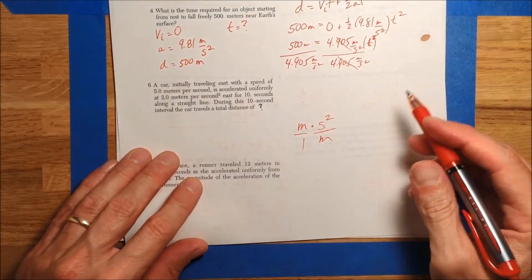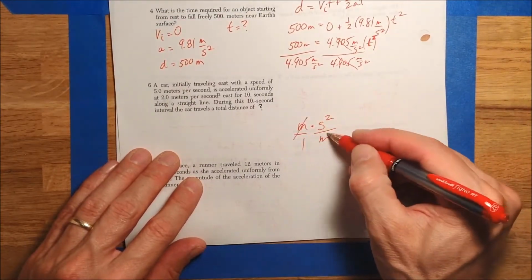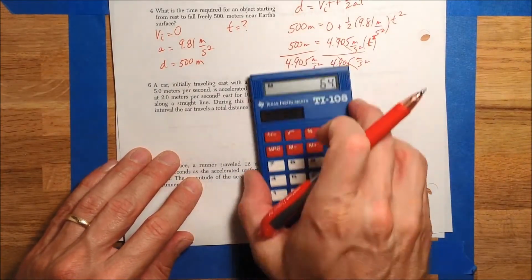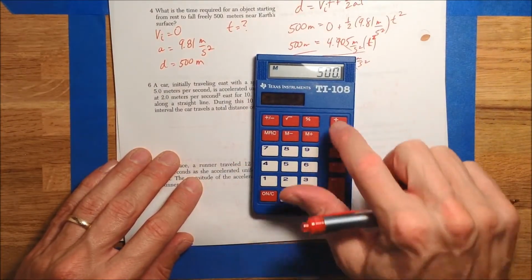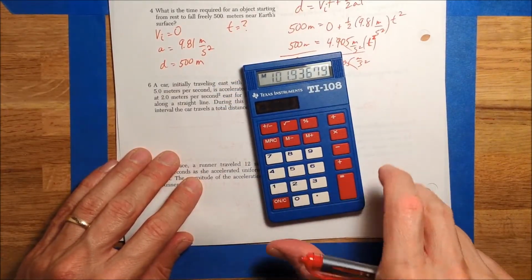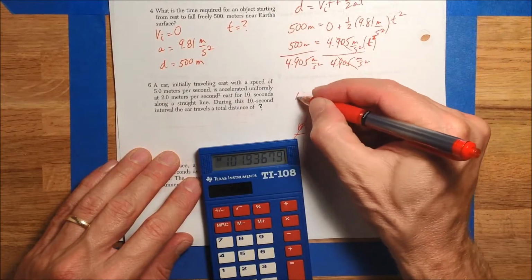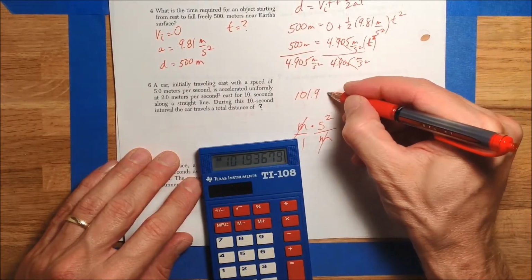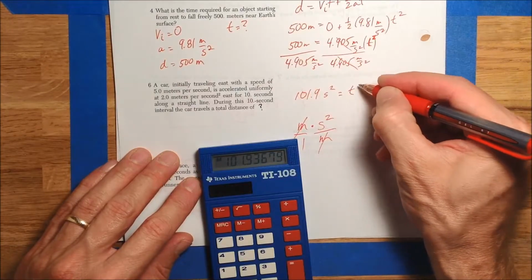Now what do we do here? The meters cancel out. We're left with second squared. Okay, and then the number will be 500 divided by 4.905, and that is 101.9 second squared equals t squared.